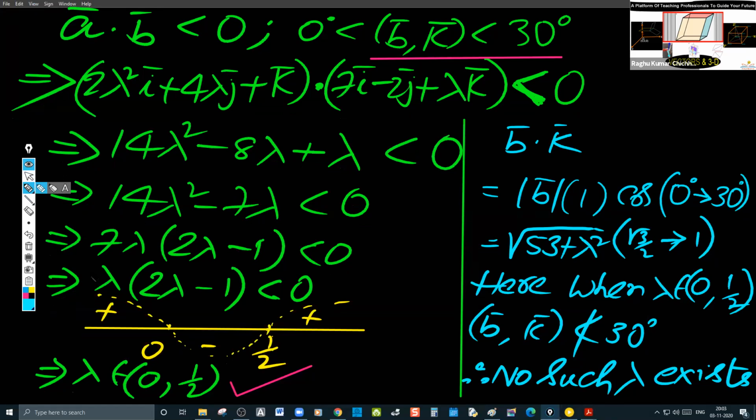You don't know. That happens. That happens. So this is modulus, which means you will not be getting minus there. It is simply 53 plus lambda square.